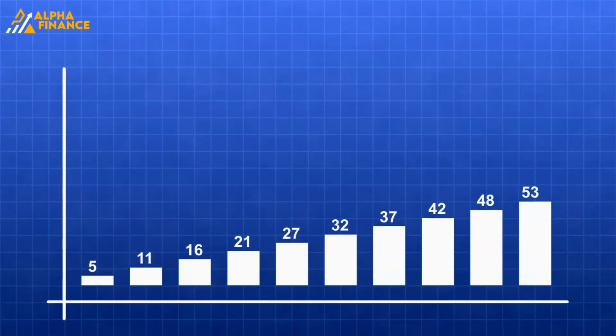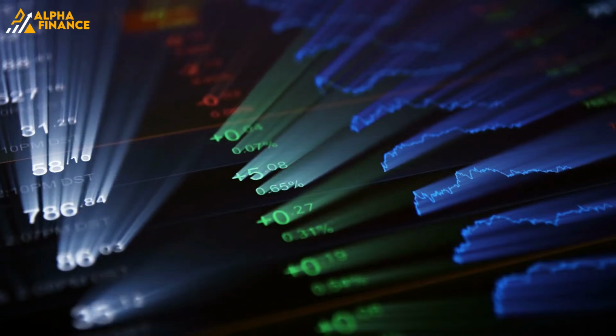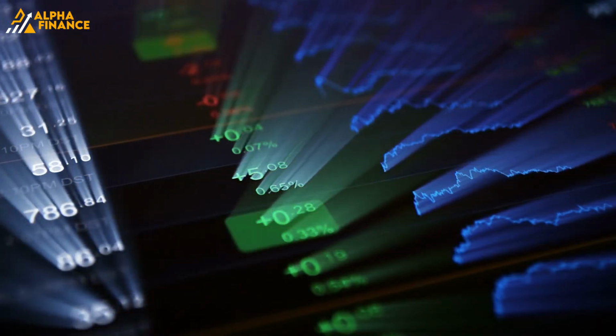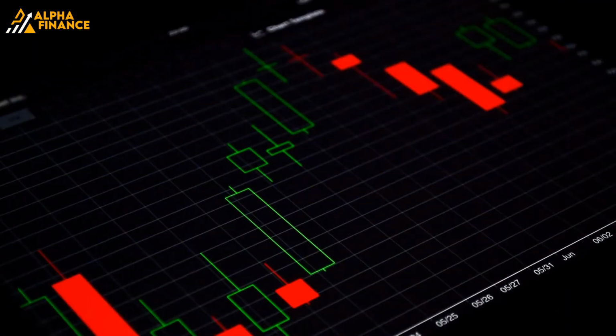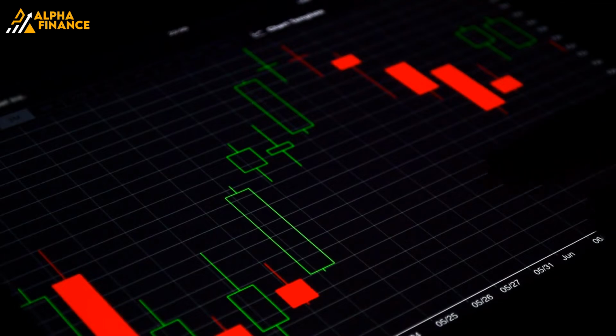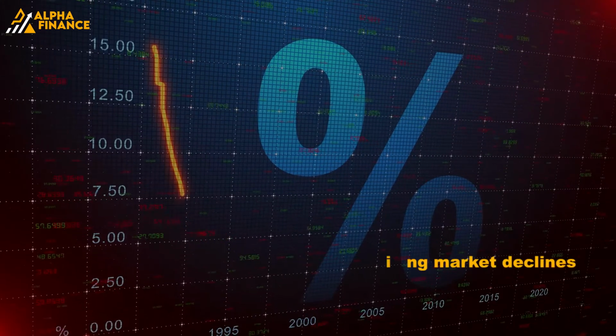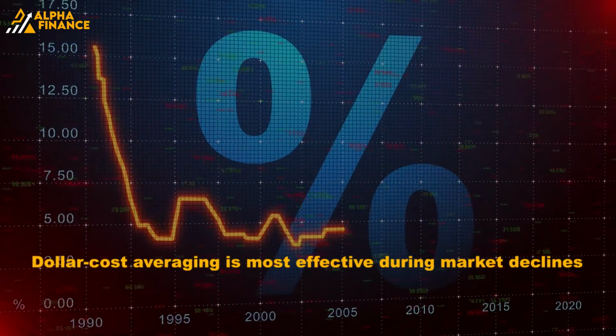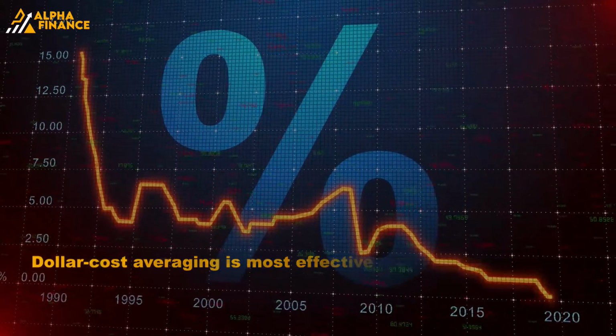Since the market generally rises over time, dollar cost averaging might help you see that a stock market collapse or bear market can really be a fantastic long-term investment opportunity, rather than a danger. Bear in mind that dollar cost averaging is most effective during market declines.